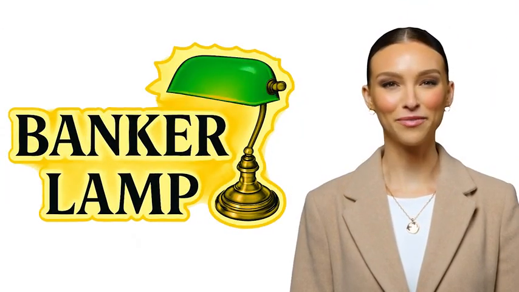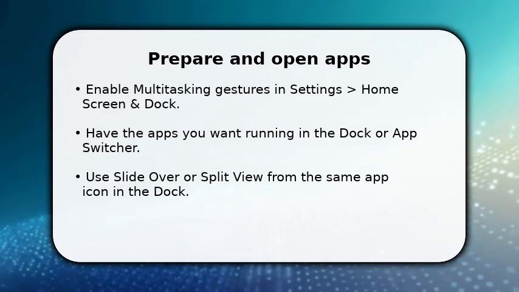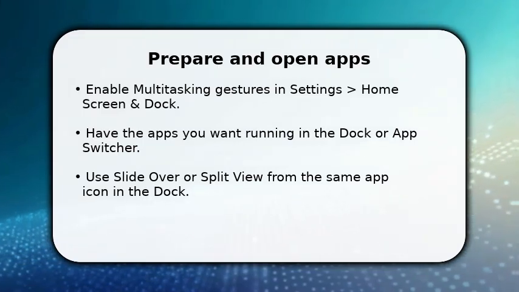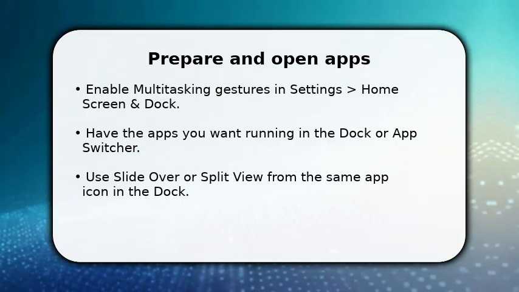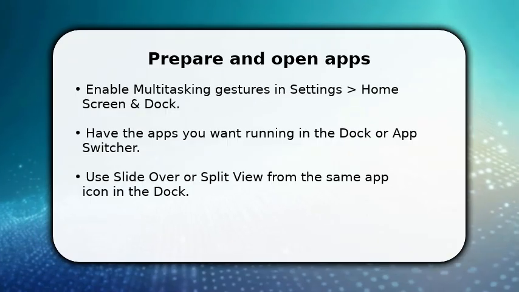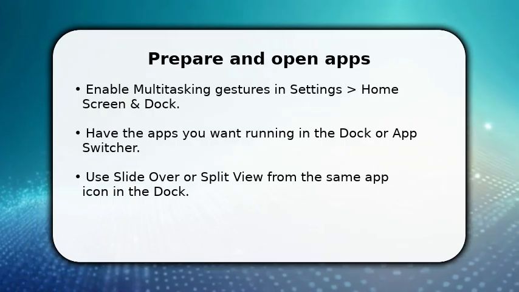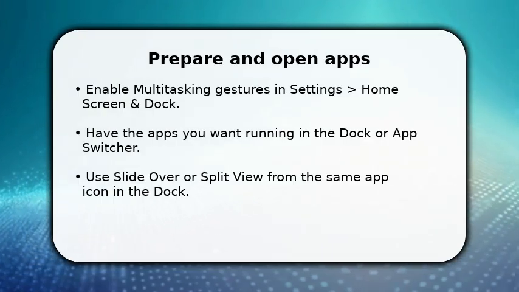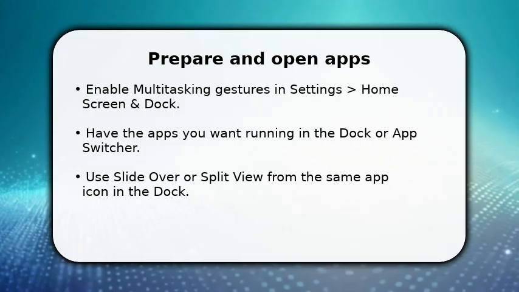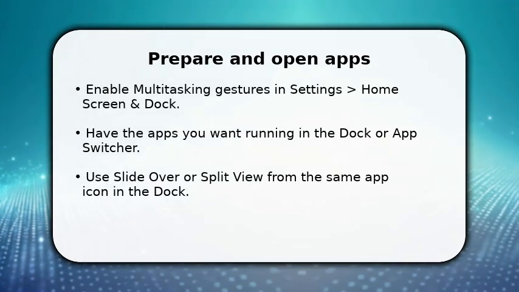Please enjoy the video. You start with the essentials. Make sure multitasking gestures are enabled and open the apps you'll combine. Drag an app icon from the dock to the screen edge to create split view. Do it slowly so the handle appears. Once you see a narrow black divider, drag the second app to the other side. This method gives you immediate control, and knowing where to drop each app avoids accidental full screen swaps.